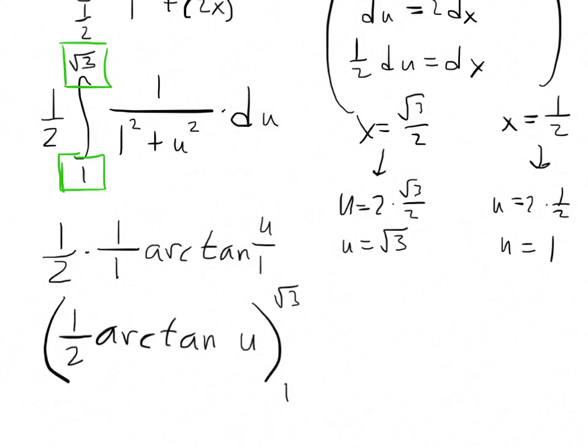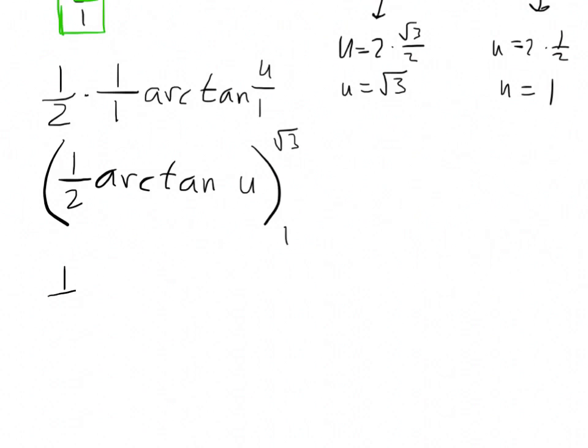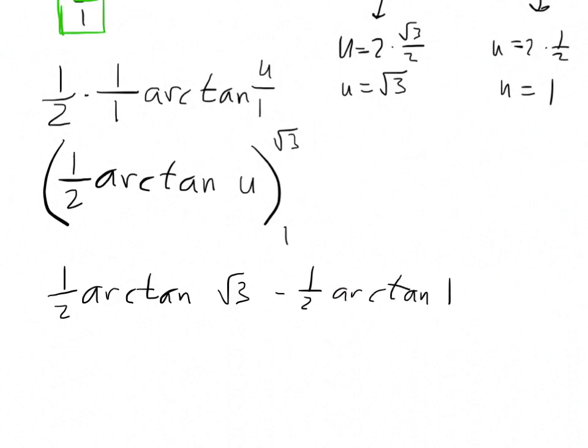Some of you, I know, like plugging your x back in. Some of you like putting your 2x back in here. If you put 2x back in, just use your old bounds. But if you're still with u, use the new u bounds. So we're almost done with this problem. This is 1/2 arctan root 3 minus 1/2 arctan 1.